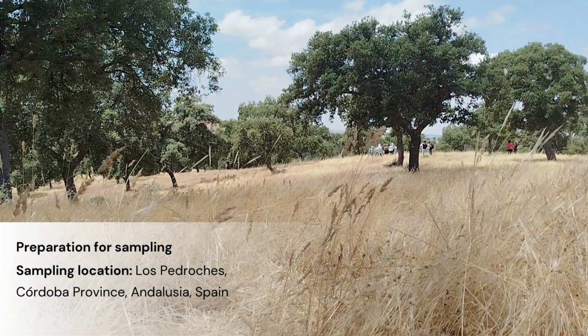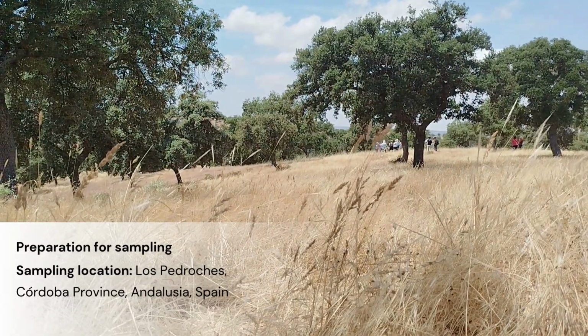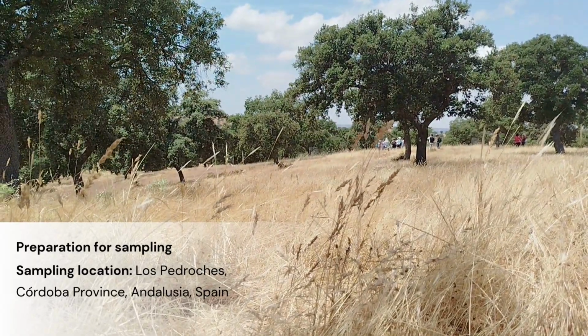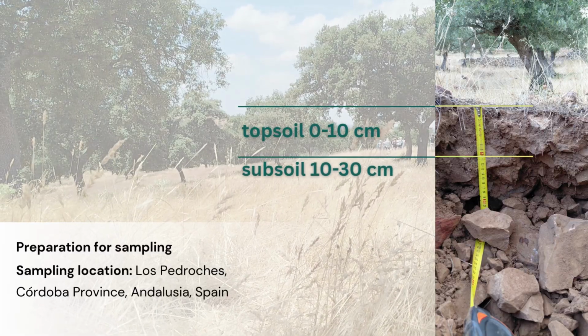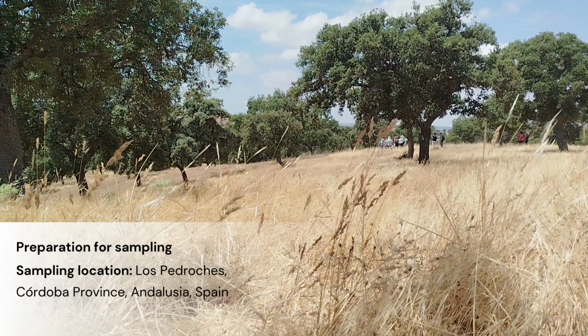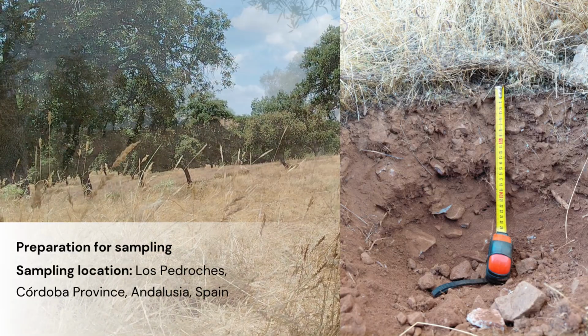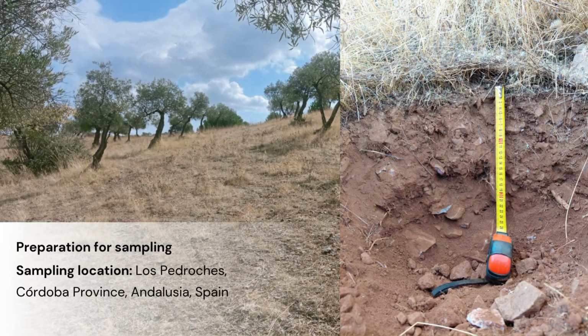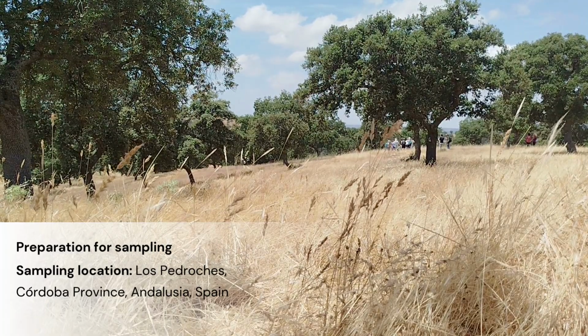In this video, we demonstrate the standard soil sampling procedure. We collect two depth layers, topsoil from 0 to 10 centimeters and subsoil from 10 to 30 centimeters to capture where most roots are active and where subsurface processes occur. Deeper sampling below 30 centimeters can be added case by case, for example in irrigation trials or forestry systems.